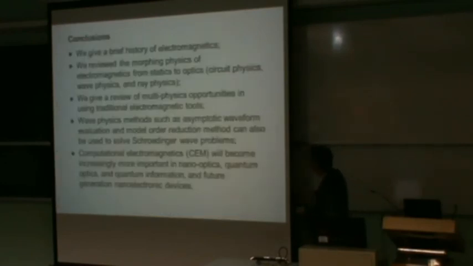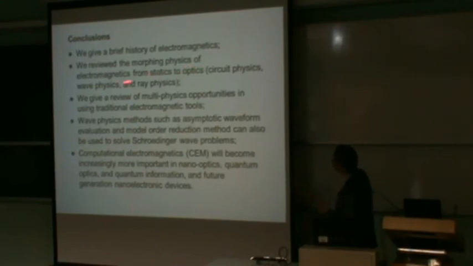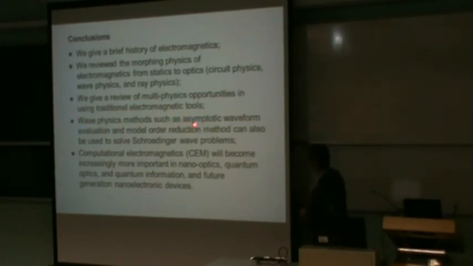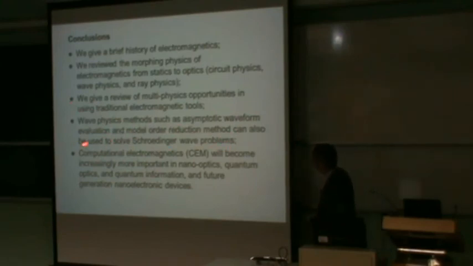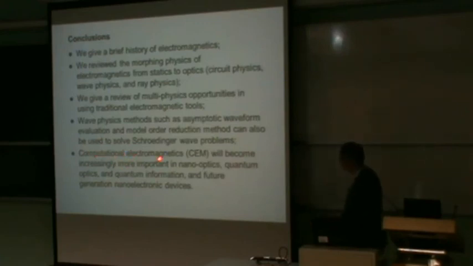So in conclusion, I have given a brief history of electromagnetics and reviewed the morphing of the physics of electromagnetics from statics to optics. And then we reviewed a few multi-physics opportunities in using traditional electromagnetic tools. And wave physics methods such as AWE, or asymptotic waveform evaluation method, and model order reduction method can also be used to solve quantum transport problems. And I think that quantum computational electromagnetics will become increasingly important in nano-optics, quantum optics, and quantum information.